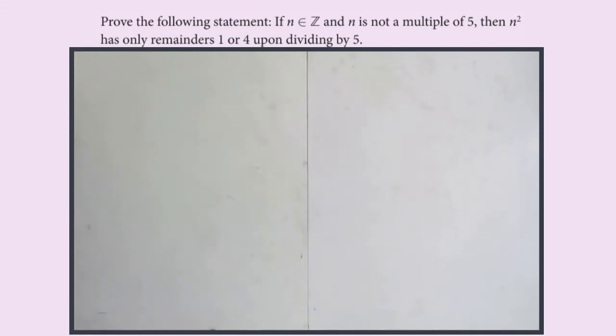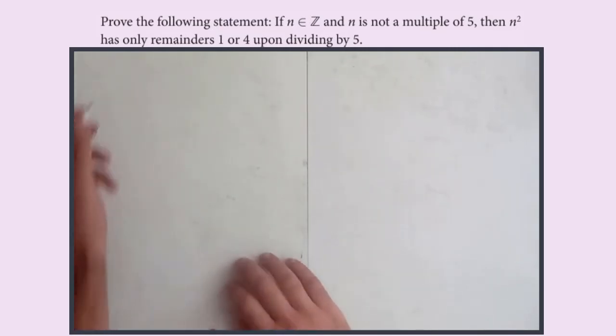So if we think about dividing n by 5, it's only 4 cases, so this is classed as a direct proof by cases. If we can get an expression for n, considering those 4 cases of remainders, then we can square it and have a look at what implications that has on the remainder of dividing n squared by 5. So let's consider the cases for n divided by 5.